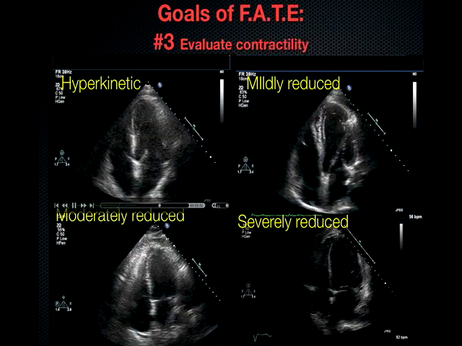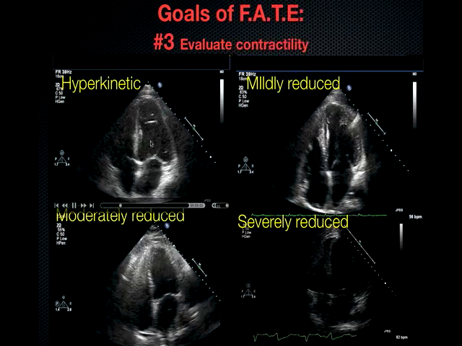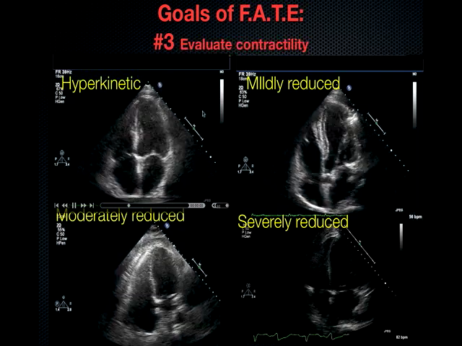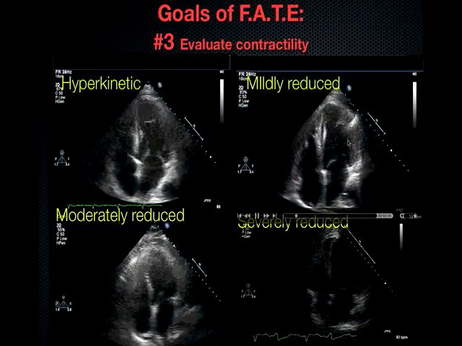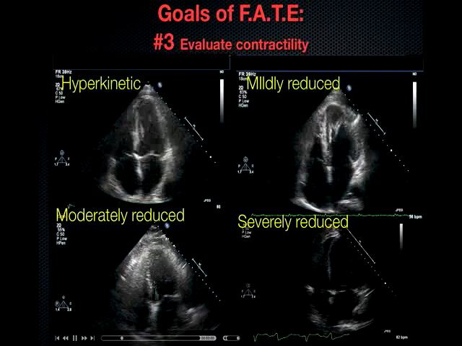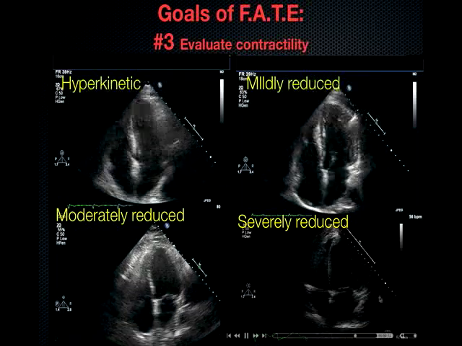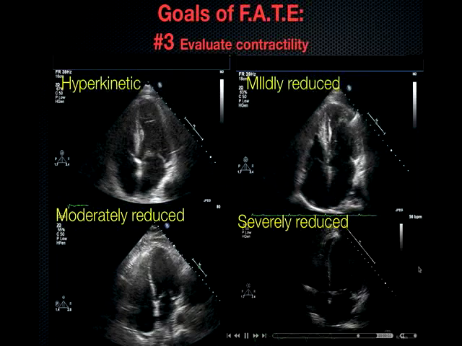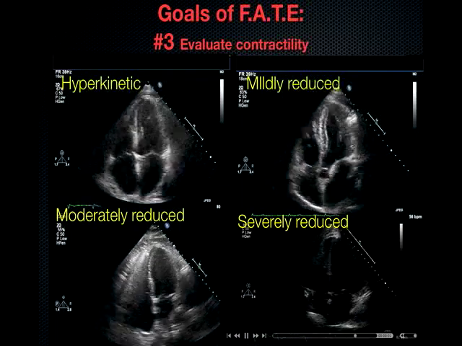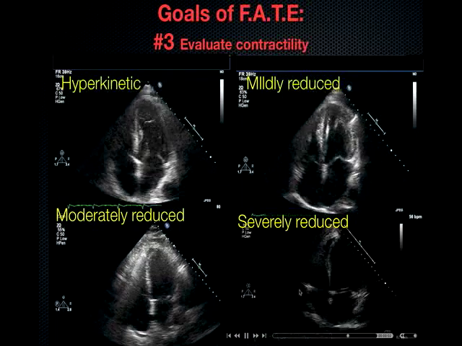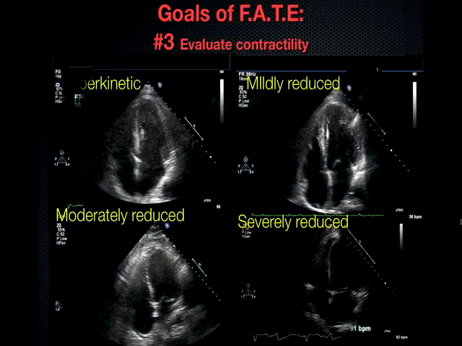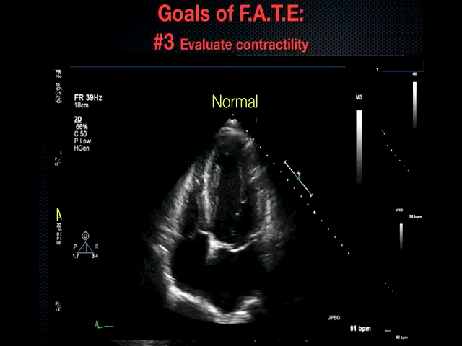In hyperkinetic, we see the walls thickening and almost touching in the middle, and this is generally a patient who's either dry or very vasodilated. Mildly reduced, again, you see some decreased function, some decrease in the chamber size dimension. Moderately reduced we saw previously, and here's the severely reduced, where you see almost no change in the chamber size, almost no thickening. And look at the TAPSE here, there's almost no pull towards the apex. Again, the normal.